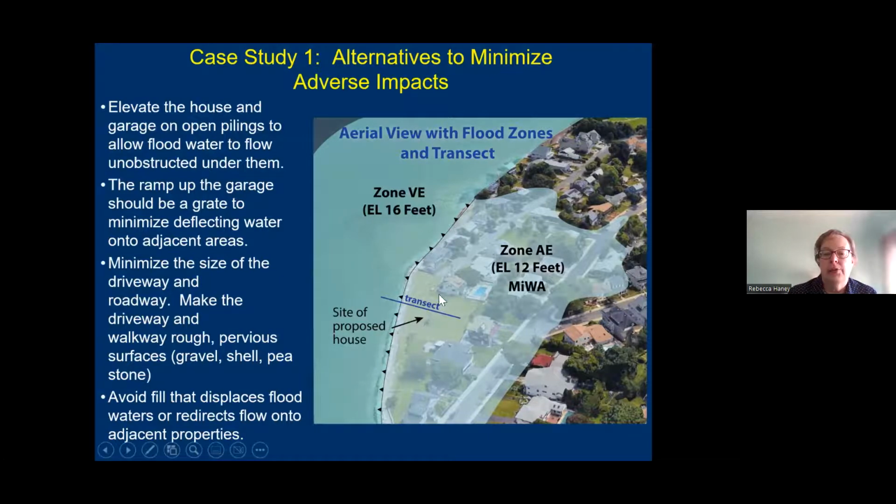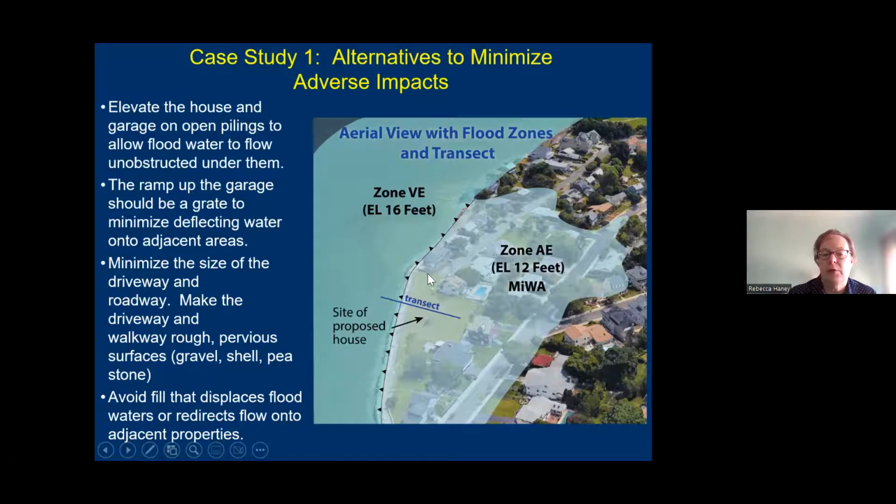And they also wanted a driveway. Obviously, they need to access the house. And this is the end of the road here now. The original proposal included fill to extend this roadway and create a driveway. The fill would have channelized water as well.